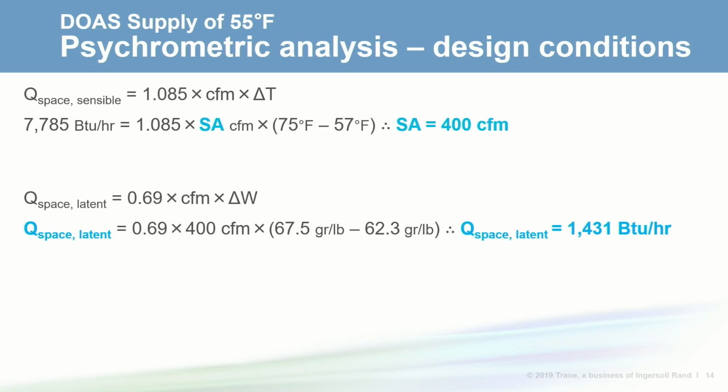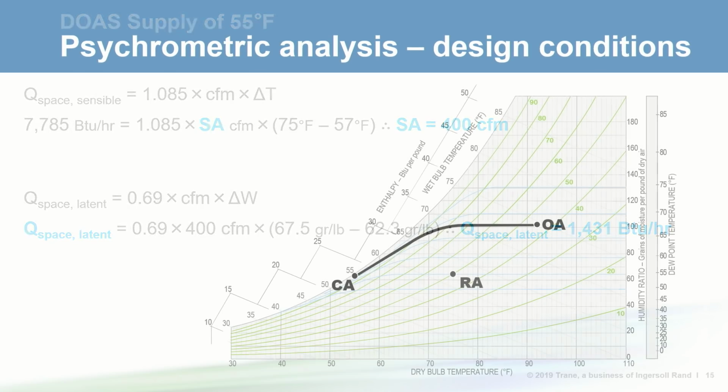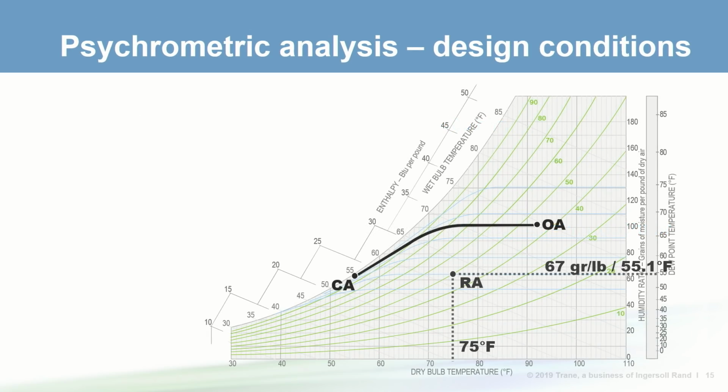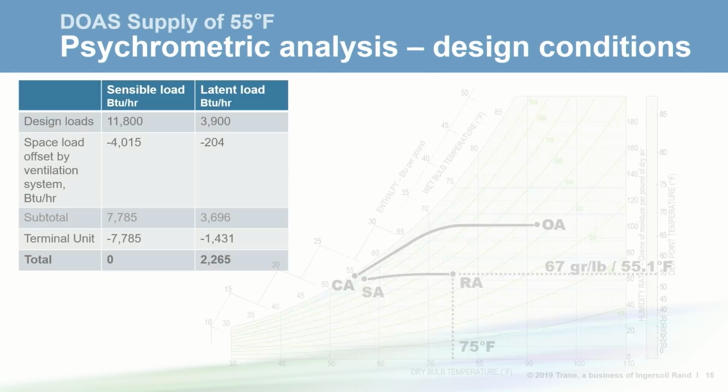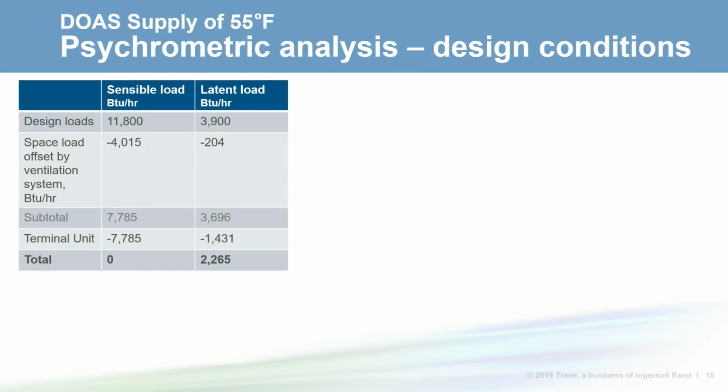We can now compute the latent load offset by the terminal unit because we know the supply airflow, supply air humidity ratio, and return air humidity ratio. Return air enters the terminal unit at 75 degrees, 50% relative humidity. This equates to a dew point of 55 degrees and a humidity ratio of 67 grains per pound. The return air is cooled to 57 degrees by the terminal unit, and as the air approaches saturation, some latent cooling is performed. The space sensible load is now completely offset by the dedicated outdoor air system and terminal system.